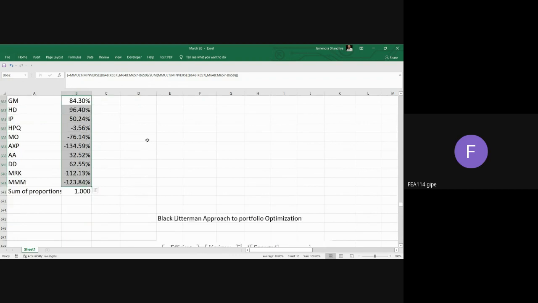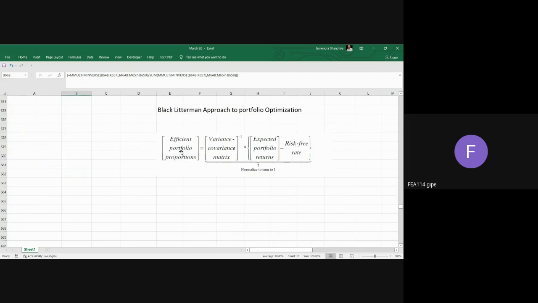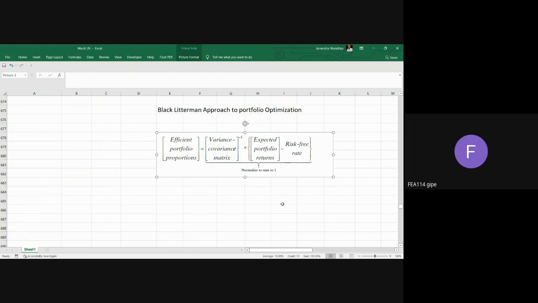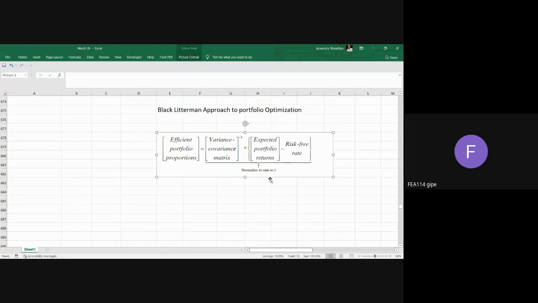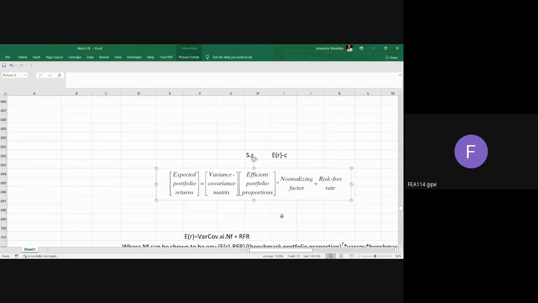So I can still do this depending on what my view is, or what my expected return of that is. So this formula you must be knowing, that efficient portfolio proportion is nothing but variance covariance matrix inverse into ER minus C. If I change this formula and bring the expected portfolio returns to the left side, I get the expected portfolio returns equals variance covariance matrix times the efficient portfolio proportion, and then I need to multiply by a factor called the normalizing factor.